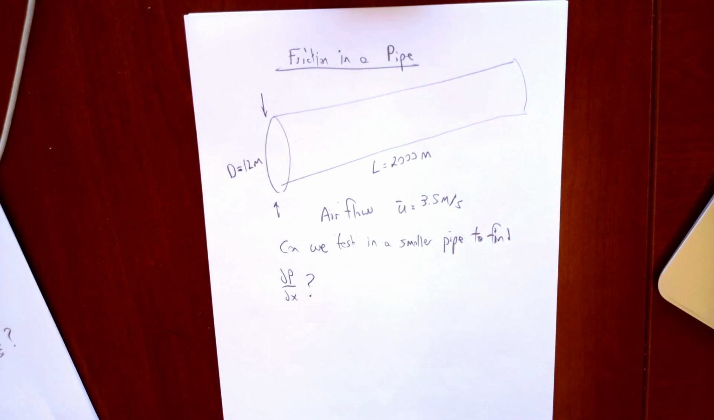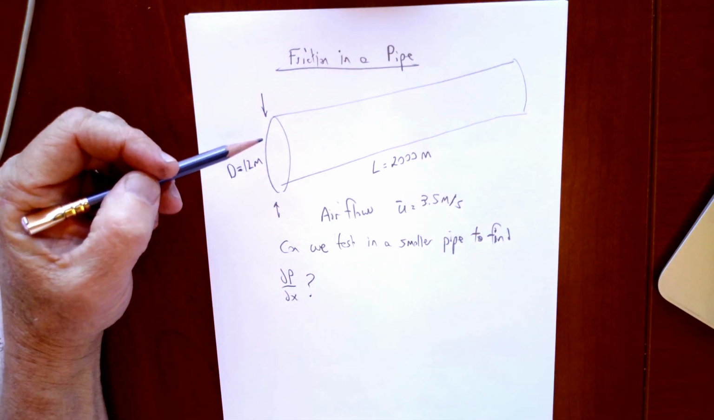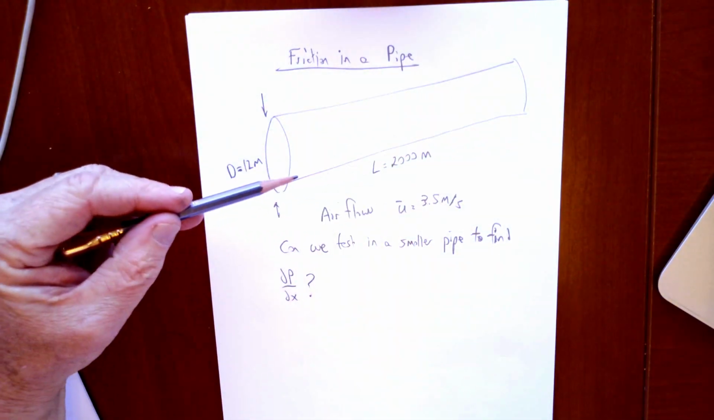All right, so here's an example. We know that for turbulent flow in a pipe, we need a friction factor, and we've been using friction factors to solve those problems. But how in the world are those measured for pipes such as this one? So here's a pipe. It's 12 meters in diameter, a huge pipe, 2,000 meters long.